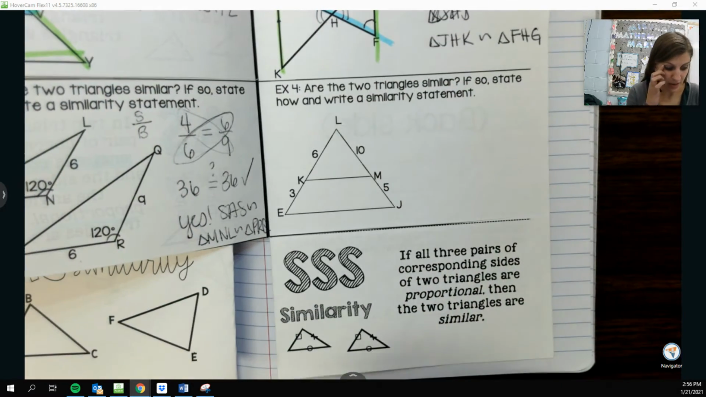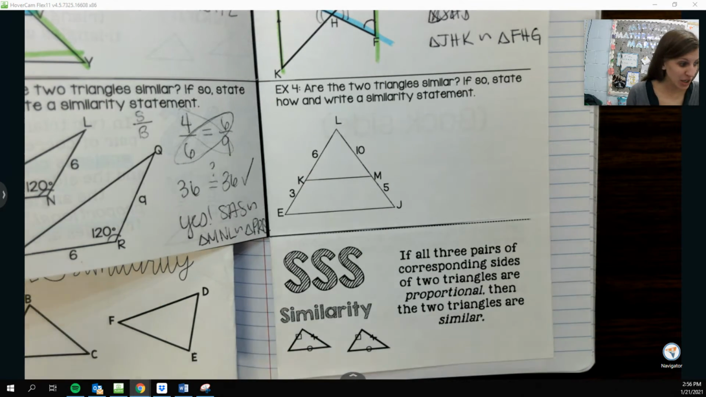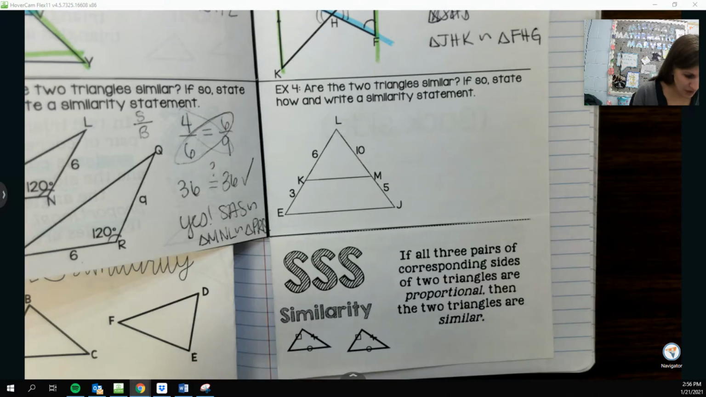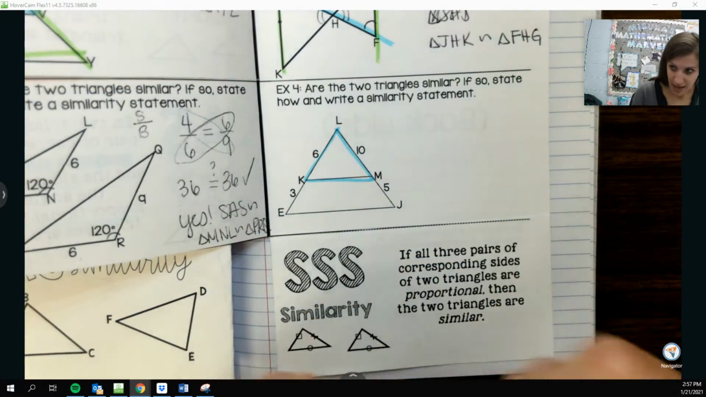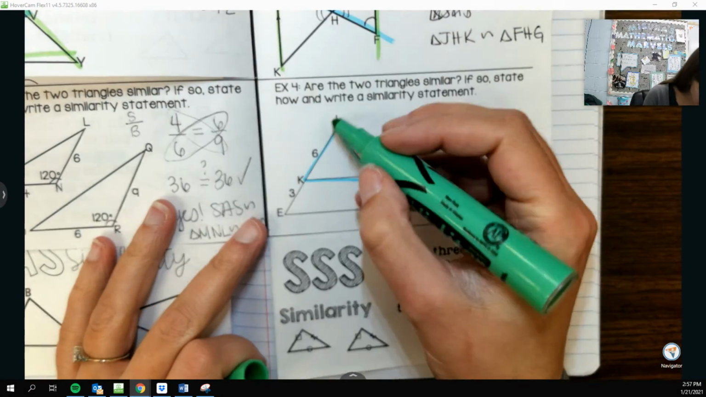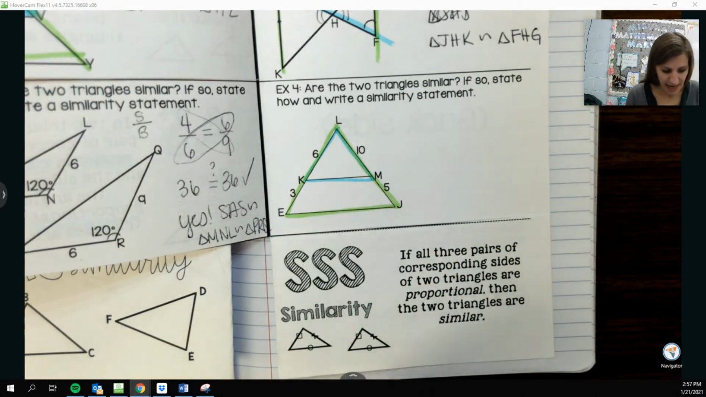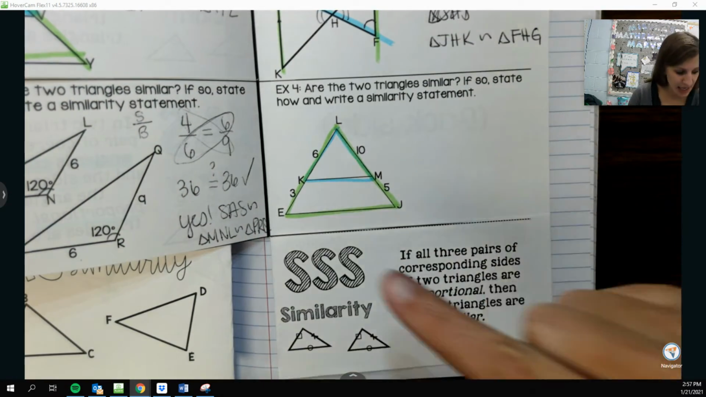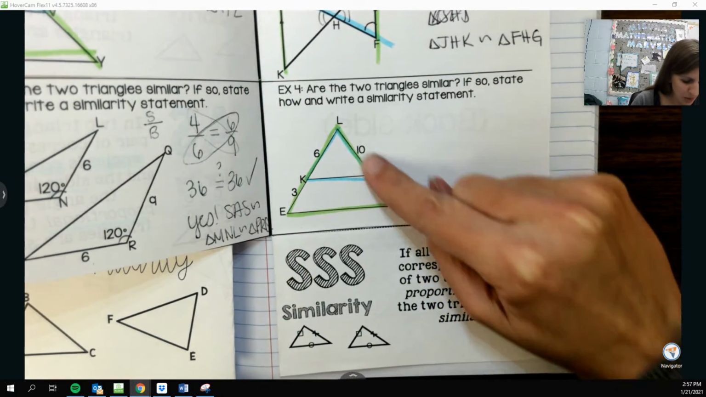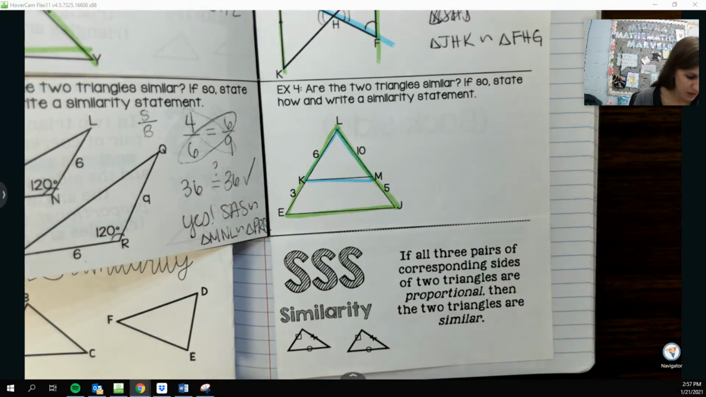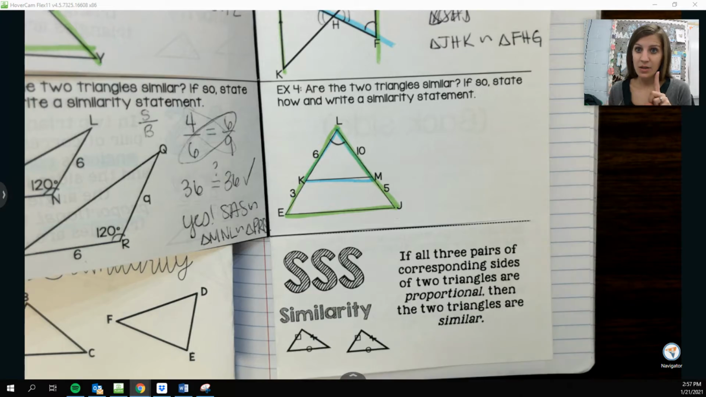Okay, another one here. Are the 2 triangles similar? If so, state how and write a similarity statement. Again, these triangles are a little bit hidden. So we have the smaller triangle here, and then the bigger triangle there. And I do notice a side angle side thing going on because this side is fully labeled and this side is fully labeled, and they are sharing angle L. And since they're sharing it, it is congruent on both.